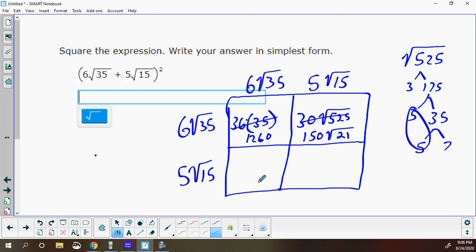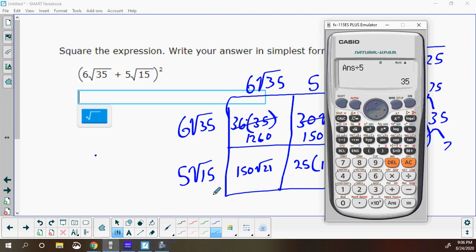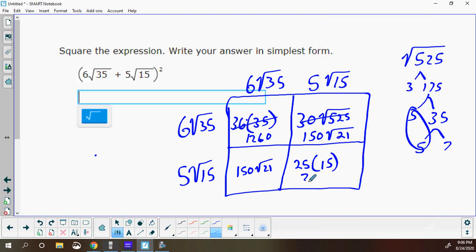Here's our boxes. This is the exact same thing as this square, so I'm not even going to bother with the math. I already know the answer. New one here, 5 and 5 is 25. Root 15 times root 15 is going to be that perfect square, root 225, but we know square root 225 is 15. The base numbers are the same, so it's just 15. And again, get your calculator. 25 times 15, 375. And again, we don't need this anymore.